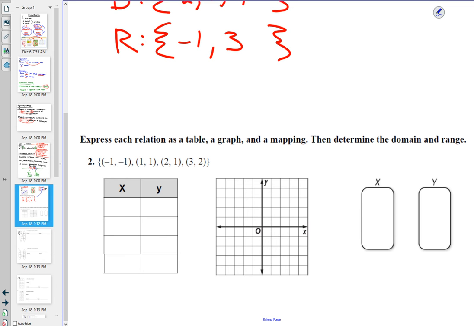All right, I'll give you 60 seconds to do this next one on your own. See if you can do it. This should not take you more than 60 seconds.